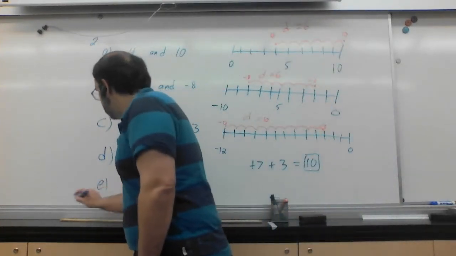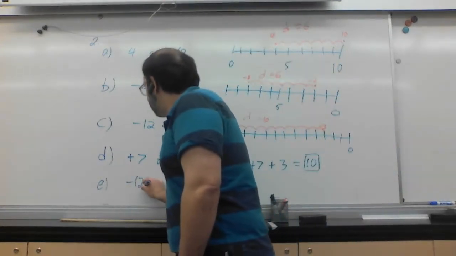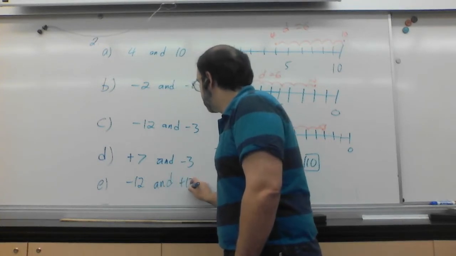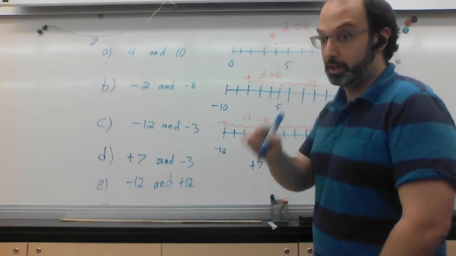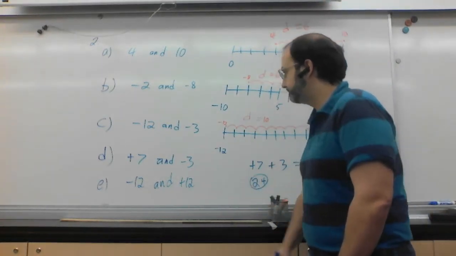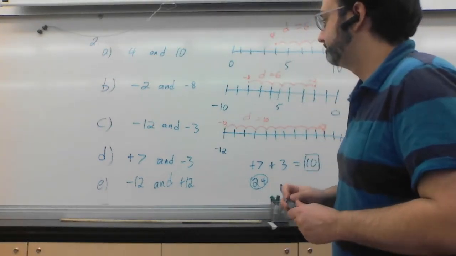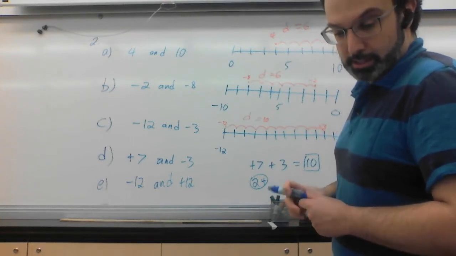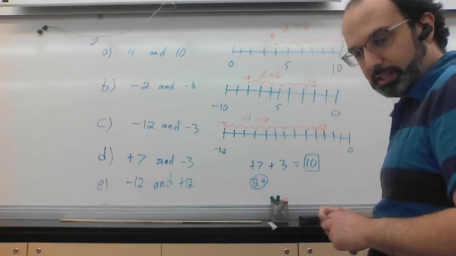E. -12 and 12. Well, 12 to 0 is 12. 0 to -12 is also 12. So this one is just going to be 24. Okay. I'll leave number 3 for you guys.